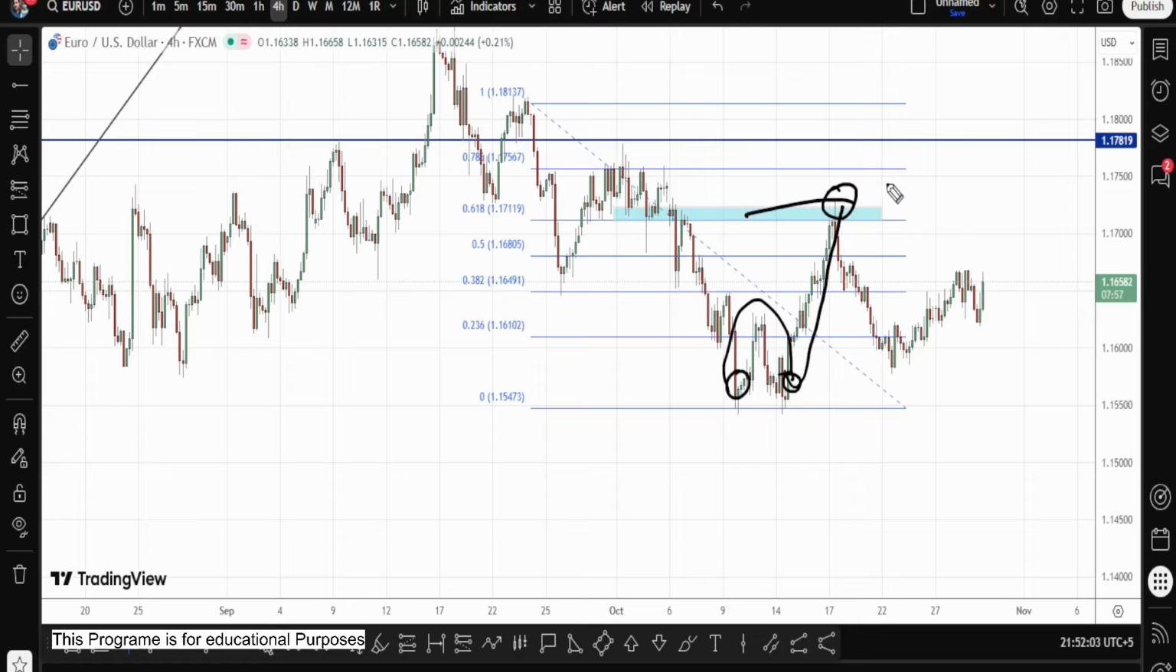Here the market was stopped at 61.8% retracement. From there it dropped. Where did the market stop? The market stopped at 61.8% retracement. Where is the market going further? This is also a 61.8% retracement. Let me show you very clearly.